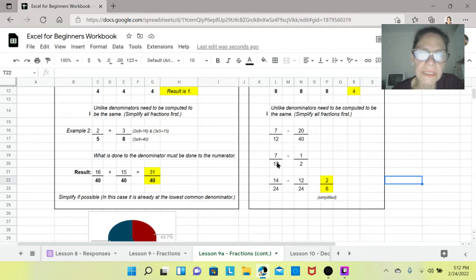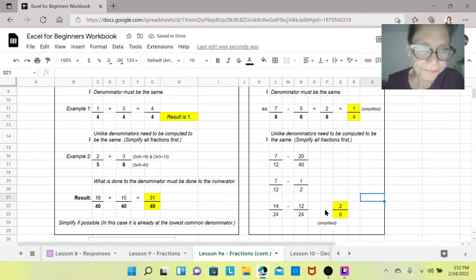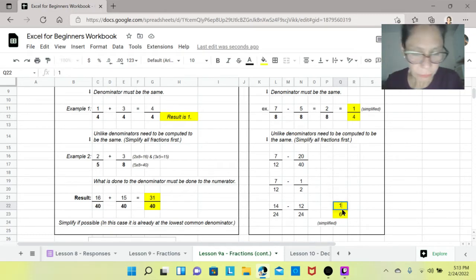Okay, we got to multiply. So 12 times 2 is 24. So we put the 24 on the bottom. 7 times 2 is 14. 1 times 12 is 12. Okay, there we go. 2 over 24, but it's not simplified yet. Actually, let's move this yellow. I like the yellow, so I'm going to move that over. And I got to put the equal sign in to make it pretty. 1/12. So that would be 1/12.